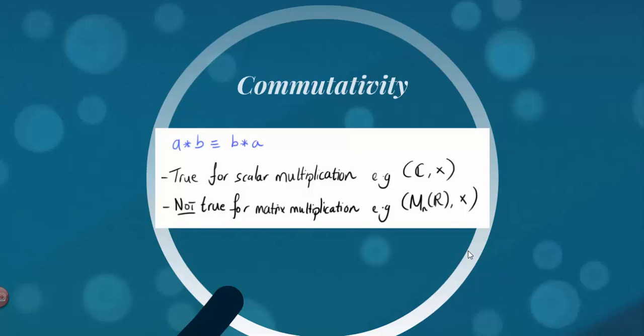Where associativity lets us change the order of operations, commutativity lets us change the order of operands. So, commutativity guarantees that for two elements A and B from the set, the result of applying the operation in this manner is the same as the result of applying the operation in this manner. An example of a commutative pair is scalar multiplication on the set of complex numbers. If we let this expression here denote the set of n by n matrices whose elements are real numbers, then this set is not commutative under multiplication.